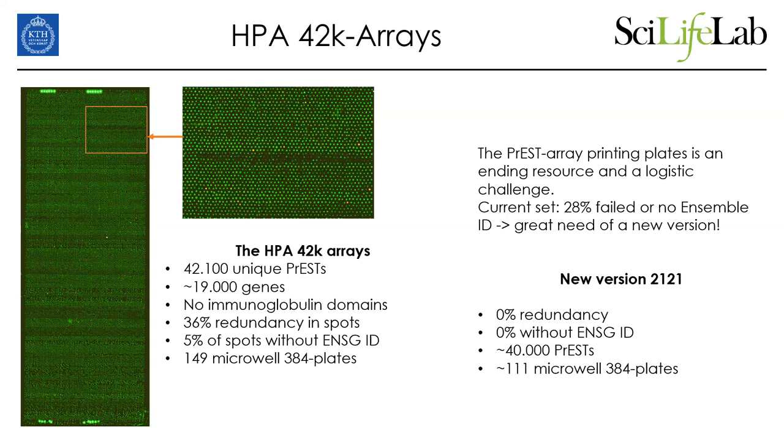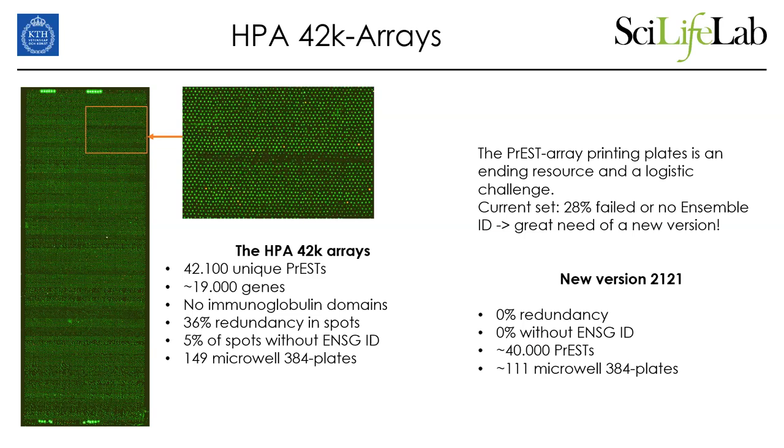About 5% of these spots are also without an Ensembl gene ID nowadays, since Ensembl has updated what they consider to be genes and so on, and then the connection is lost from the antigens. And these have been printed then using 149 384-well plates. And these printing plates then have been amassed under a long period of time, and they're an ending resource, and it's sort of a logistic challenge to redo all these plates. So the current sets of slides that we printed have about 28% failed or no Ensembl ID, which means that we are in great need of a new version of these.